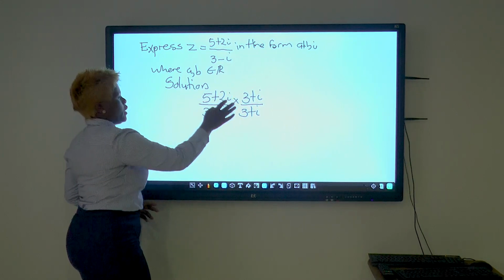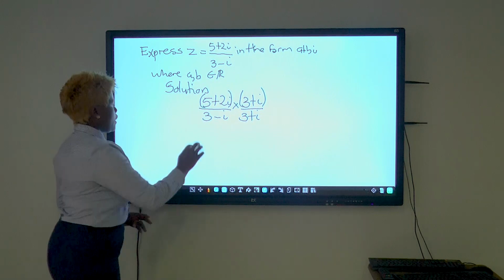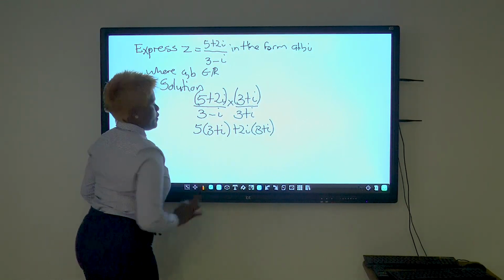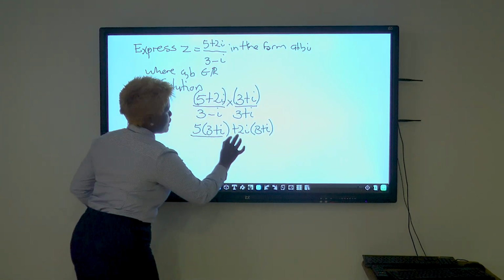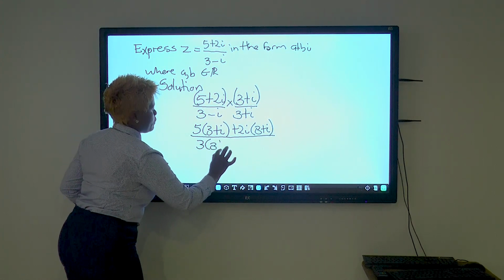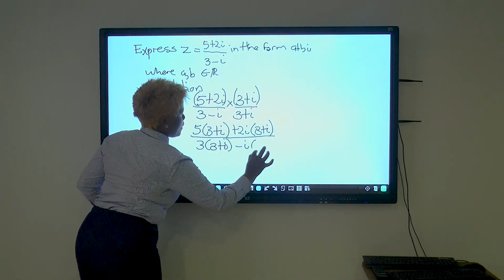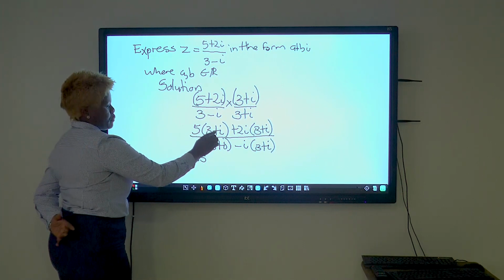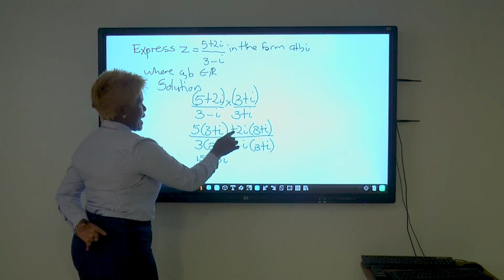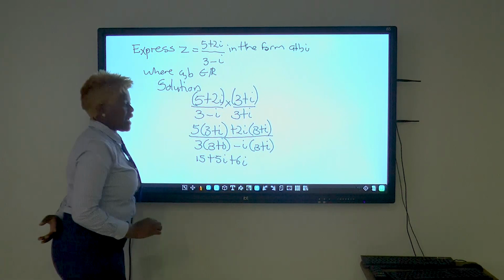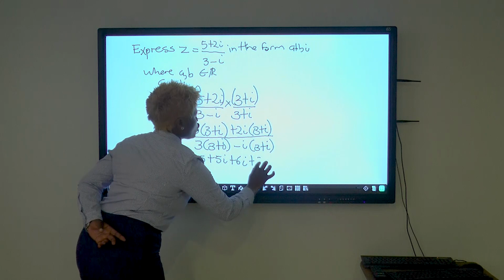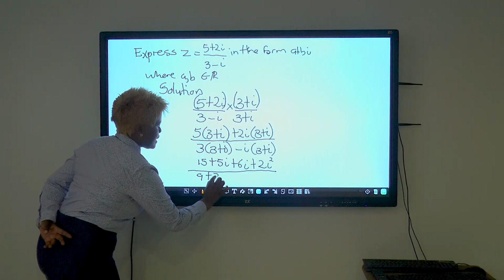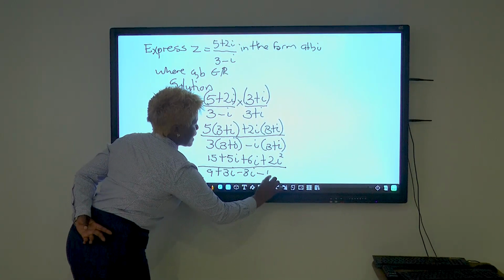Okay, let's now multiply. We do the expansion of brackets. We have 5 times (3 plus i), plus 2i times (3 plus i). That's for our numerator. Then for the denominator it is 3 times (3 plus i), minus i times (3 plus i). We now do the expansion. 5 times 3, that's 15. 5 times i is 5i, plus 2i times 3 is 6i, plus 2i times i is 2i squared. All over, for the denominator now, this is 9 plus 3i minus 3i minus i squared.